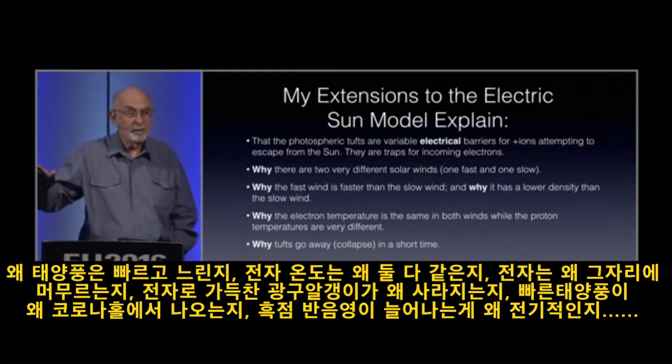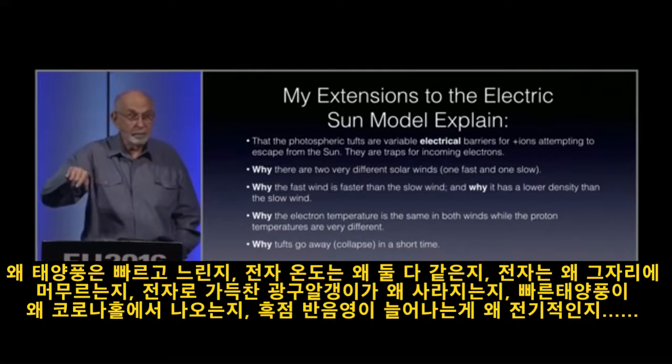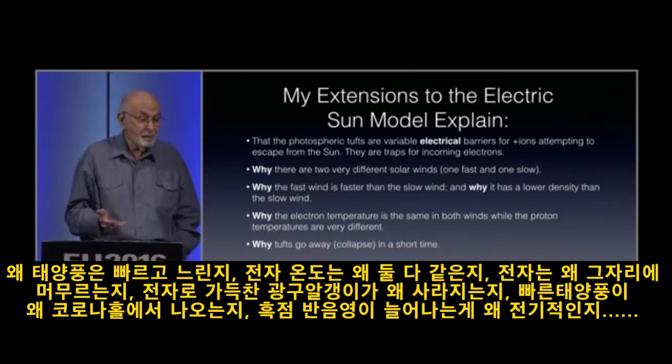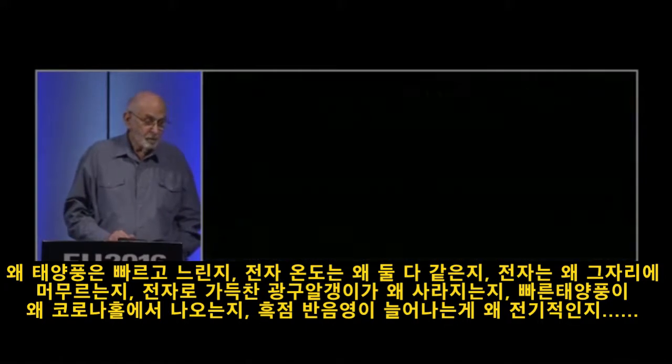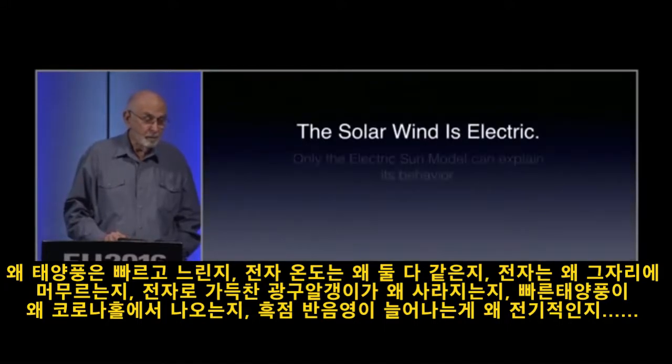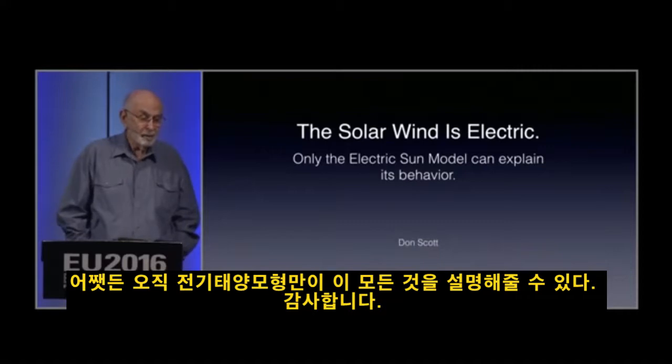Not that some don't leave, they do. But they're not affected by the shoot-to-shoot and the ski jump and all the rest of that stuff that the positive ions are. And it explains why tufts go away, because they fill up full of electrons, and why the fast solar wind comes out of coronal holes, and the stretching of sunspot penumbra is electrical. Anyway, I think only the electric sun model can explain this.